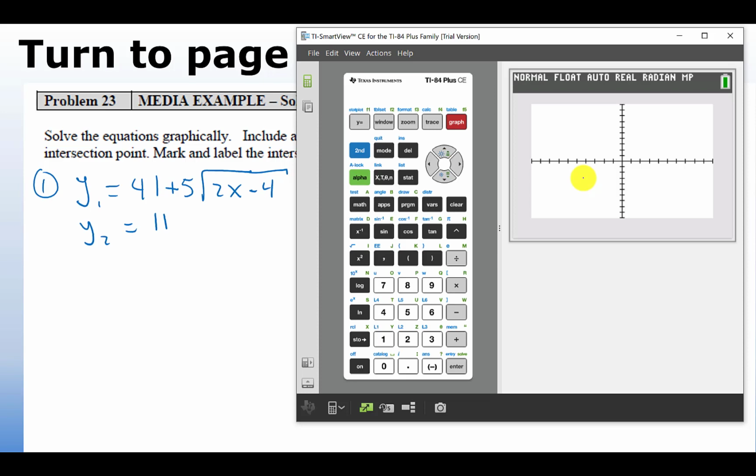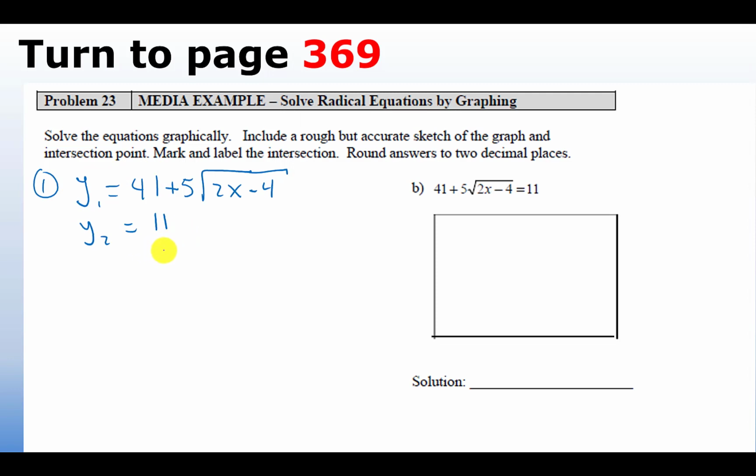We need a lot of clues here. And one of the clues is right here. This is 11. So if I go from -10 to 10, I'm already too small for 11 to show. 11 is going to come across higher than that. The other one has a 41 in it. So if I add 41 to the graph, it's going to be way bigger than 10. It's going to be up in the 40s. Okay, so we're going to have to make some adjustments to this window here.